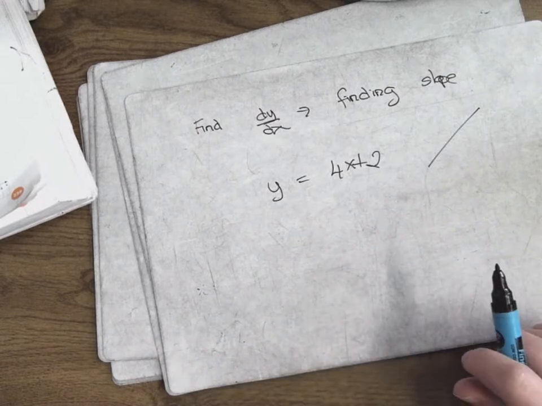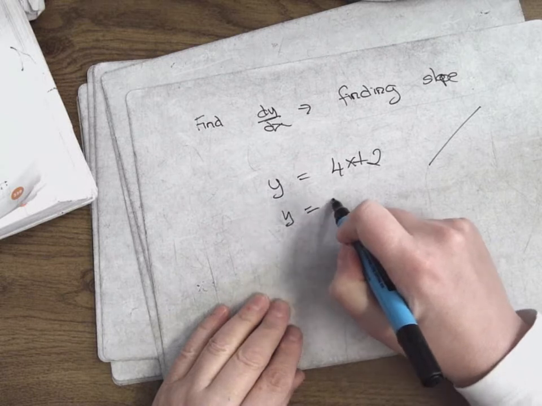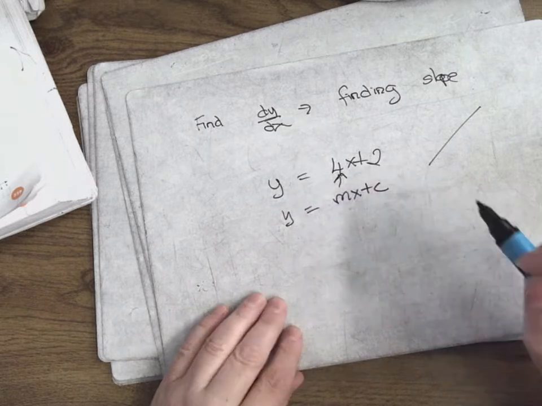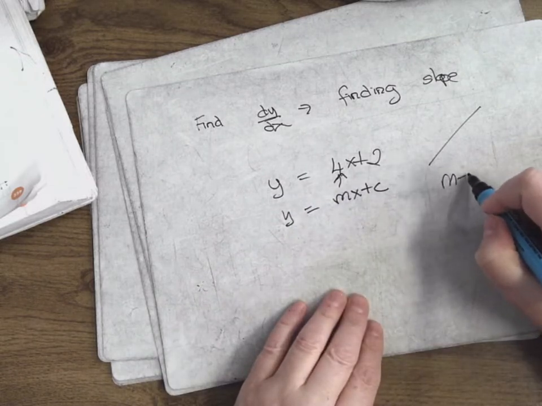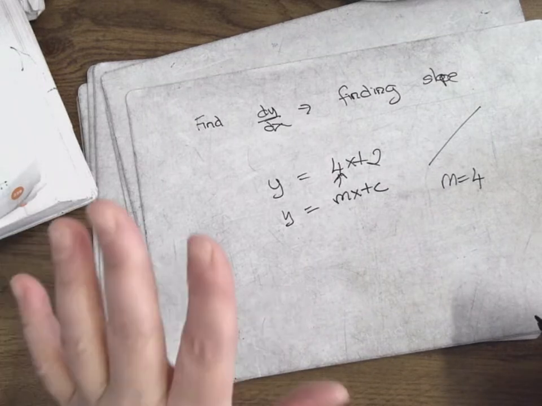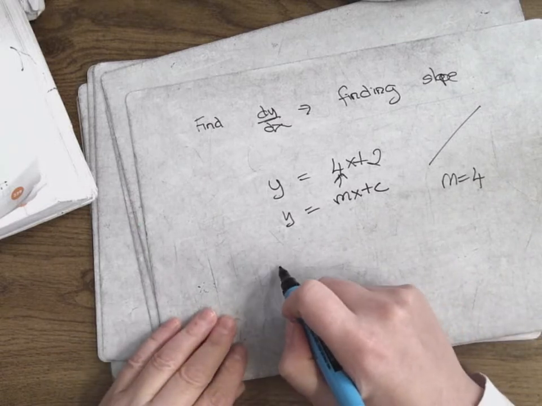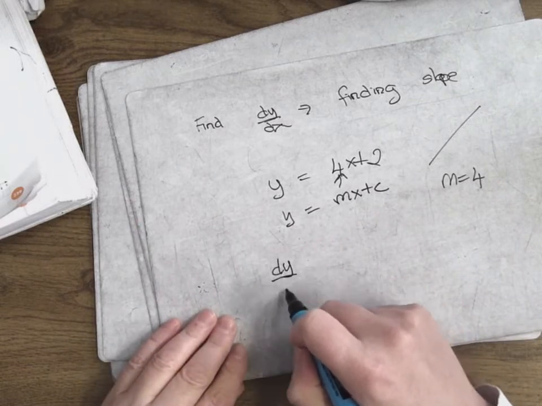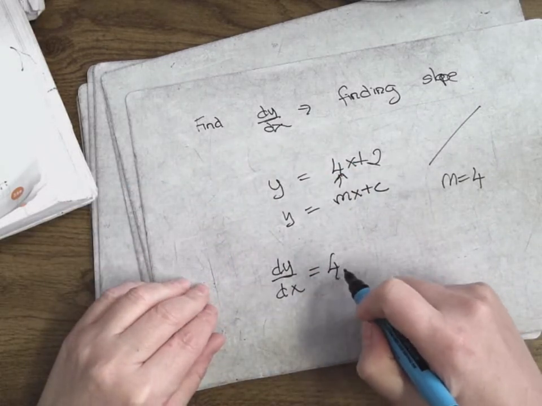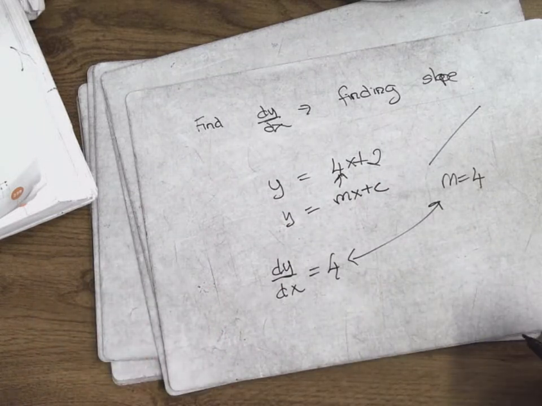If we were in coordinate geometry, you'd say that's in the form y equals mx plus c, so m is the slope and it's the number in front of x. The slope of that line is 4. That was one way to find the slope that we learned in coordinate geometry. Now we have a second way: differentiate, get dy dx. If you differentiate 4x plus 2, you just get 4, and the answer is the slope. So when you get dy dx, you're actually getting the slope.